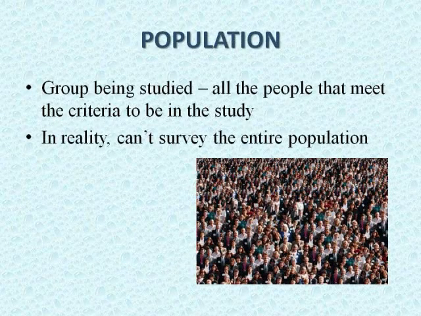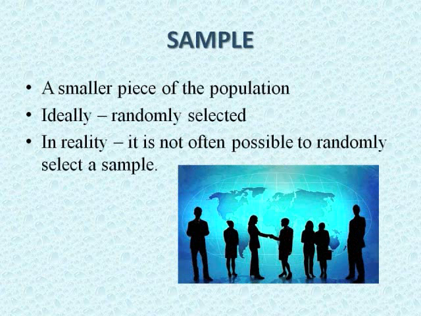A population is a group being studied. It includes all the people that meet the criteria to be in the study. In reality, we quite often can't survey an entire population, so we pick a sample of the population. A sample is a smaller piece of the general population.